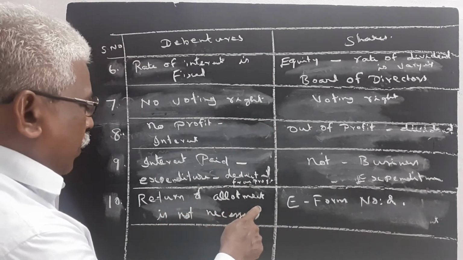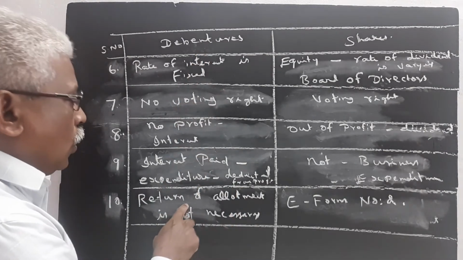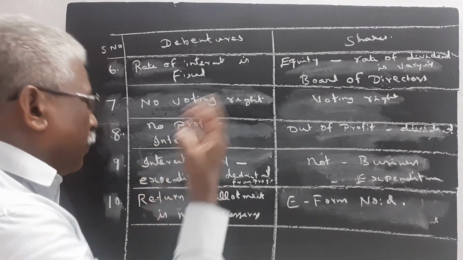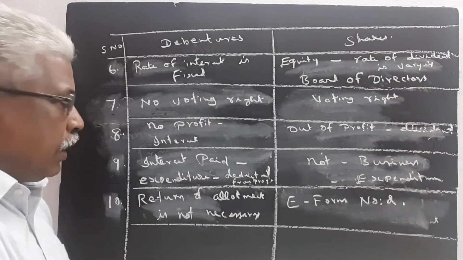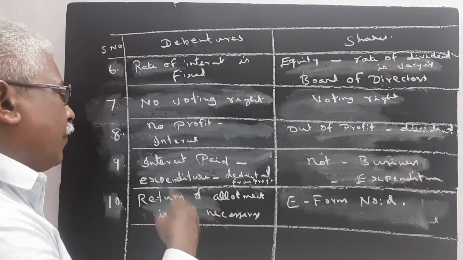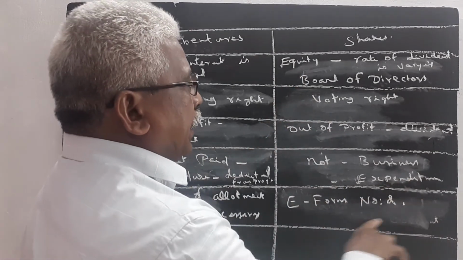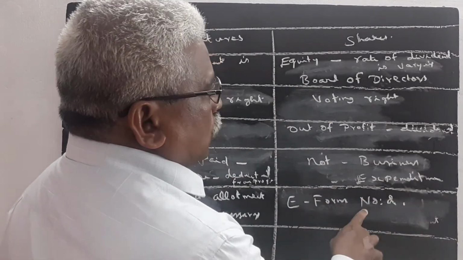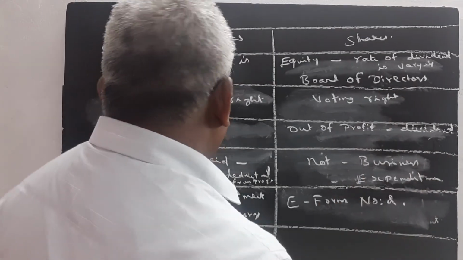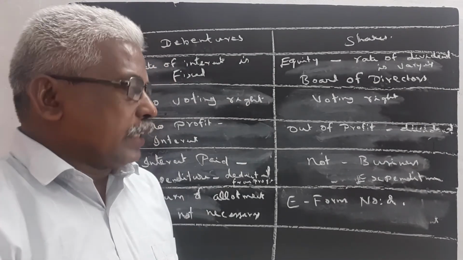Return on allotment. When we paid any interest to the debenture holder, no return is submitted to the registrar. There is no such return of allotment. The return files are not submitted. But when we issued any dividend, E-form number 2 is submitted to the registrar as well as the board of directors. These are all the 10 points relating to difference between debenture and shares.